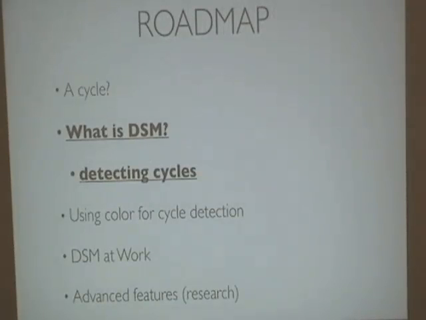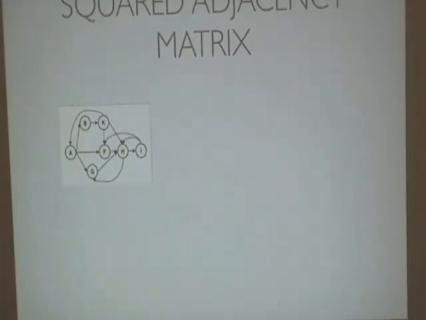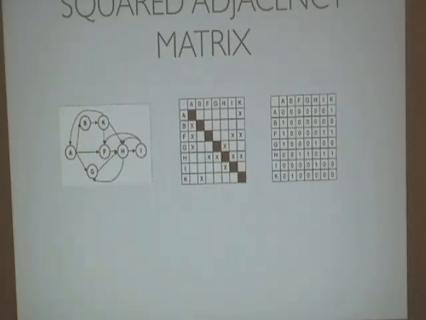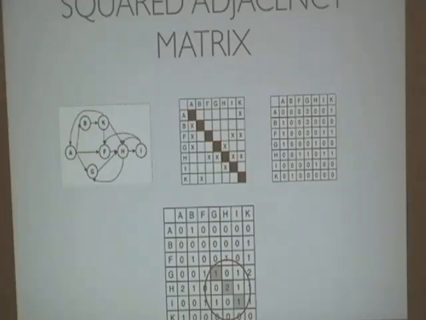Now, how can we detect cycles? There were two methods. One named squared adjacency matrix, and one which is the path searching. So the squared adjacency matrix, okay, we have a graph. We make a matrix. We make the adjacency matrix with 0 and 1, and we square this matrix to have another matrix, and in each cell in diagonal where is non-zero value, there is a cycle.